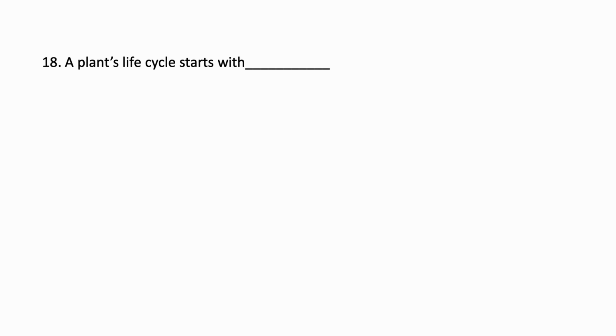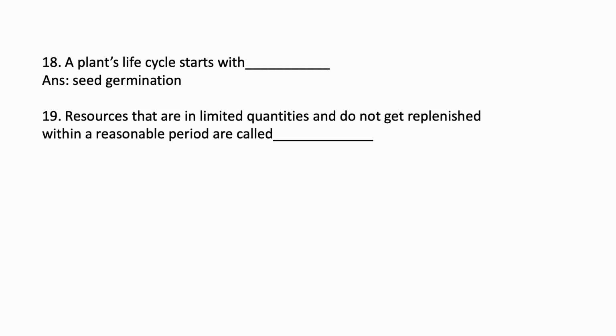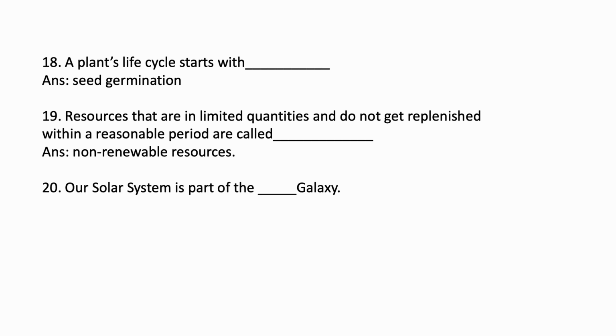A plant's life cycle starts with dash. Answer is seed germination. Next one, resources that are in limited quantities and do not get replenished within a reasonable period are called non-renewable resources. Next one, our solar system is part of the Milky Way galaxy.